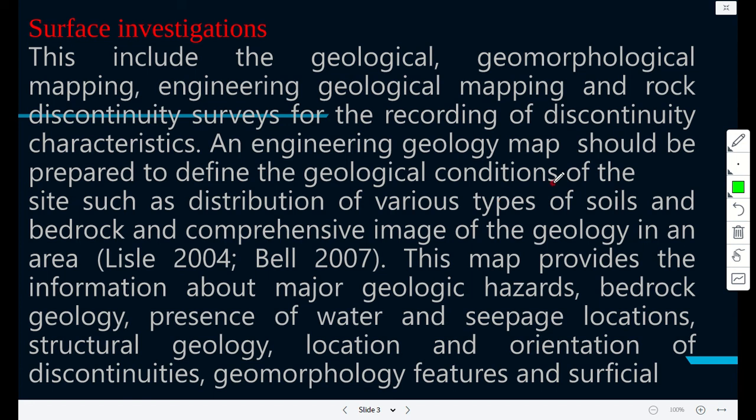So an engineering geology map should be prepared to define geological conditions of the site, such as distribution of various types of soils and the bedrock, and a comprehensive image of geology in an area. This map provides the information about major geologic hazards, bedrock geology, presence of water, yes, you need that, and seepage locations, structural geology location, location and orientation of discontinuities, geomorphology features, and superficial.